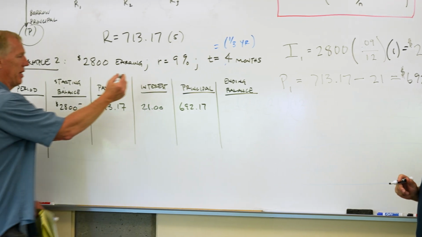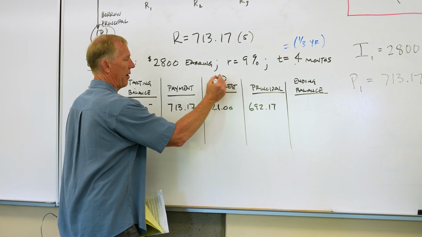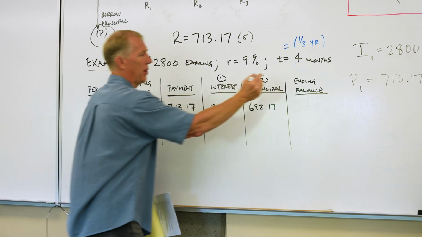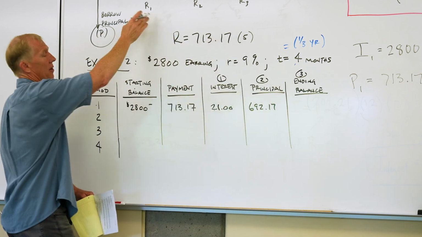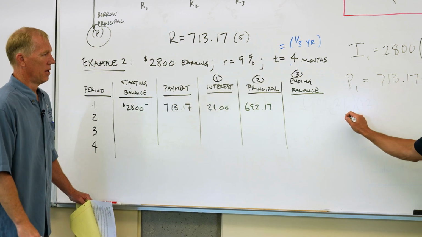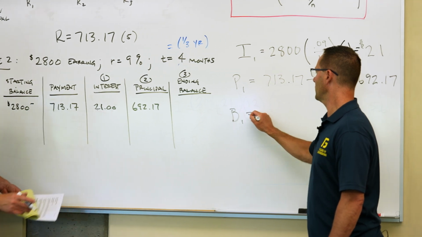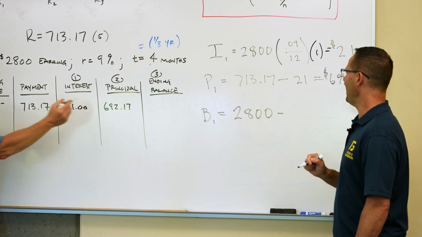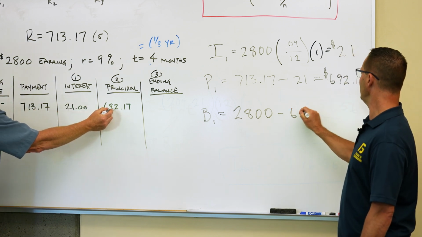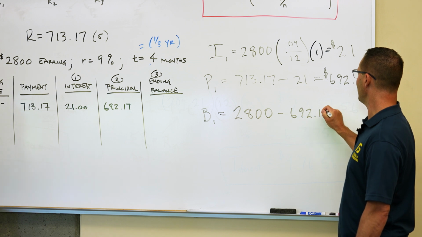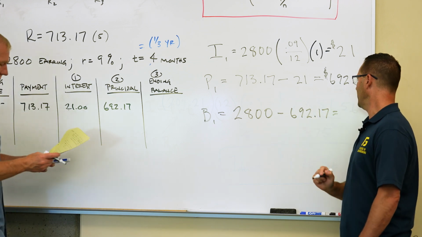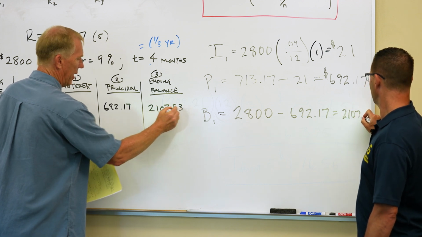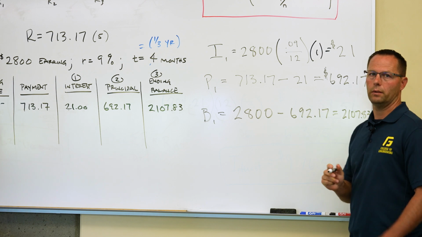Okay, so we have 3 steps for every row. 1, we calculate interest. 2, we calculate how much of the payment goes to principal. And step 3 is we now adjust the balance on the loan for the next month. Should I say B1, B at the end of 1? I owed $2,800, but then I made a payment and $692.17 of that payment went toward reducing the balance. So what was my ending balance? 2107.83.